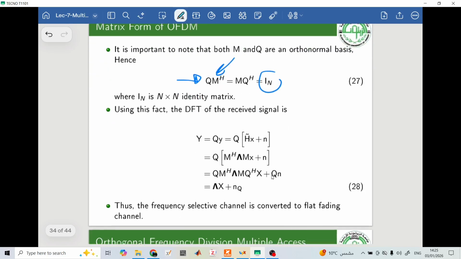Of course, this is at the receiver. We just multiply it by Q, and using the eigenvalue decomposition, we get this form. As we said earlier, Q multiplied by M Hermitian, or its transpose, will give us identity. And now we are left with this form. Recall lambda is a diagonal matrix and X is our symbols. So in this case we have a decoupled output.